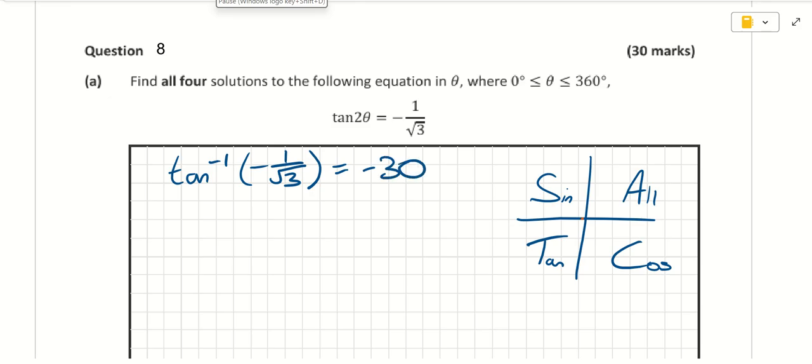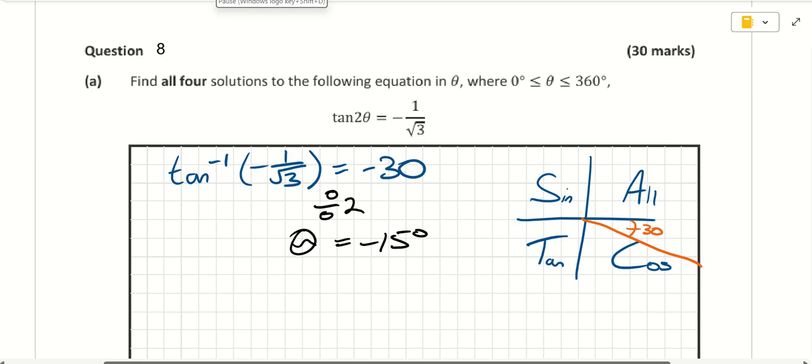So the angle that we are working with is around down here. So this is minus 30, that's 30 degrees clockwise. Now, the only thing is that is tan 2 theta. So for our first one, we are going to need to divide this by 2, and we are going to get our first angle as minus 15 degrees. Now, you see here it's between 0 and 360. So what we actually need to do is 360 minus 15. So what's 15 down from here? And you will get 345 degrees.